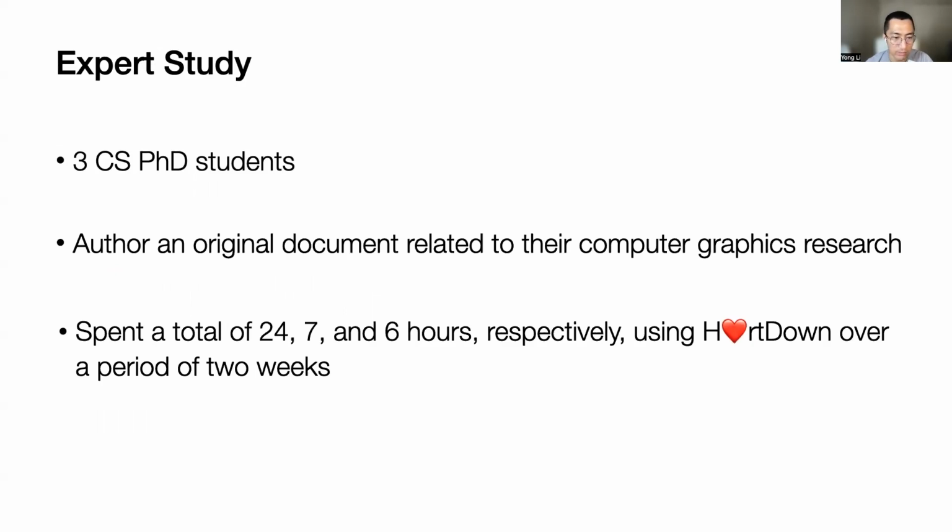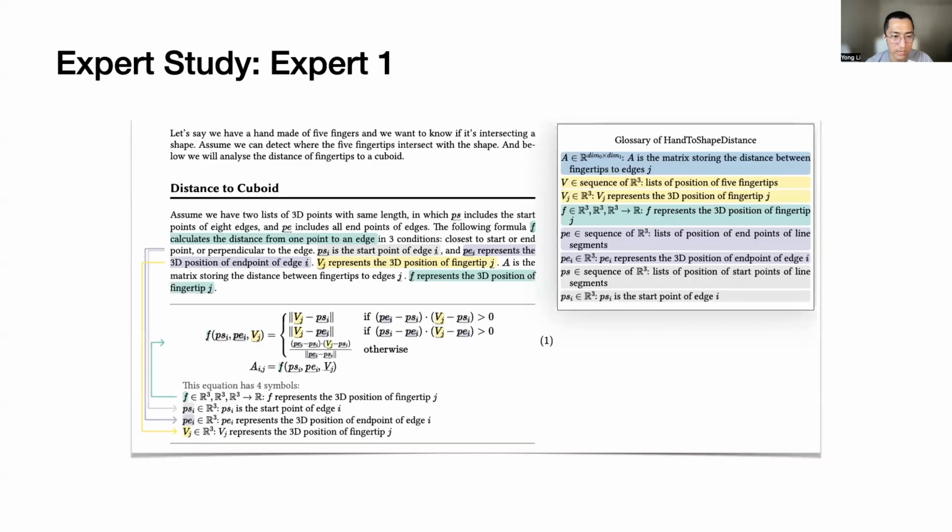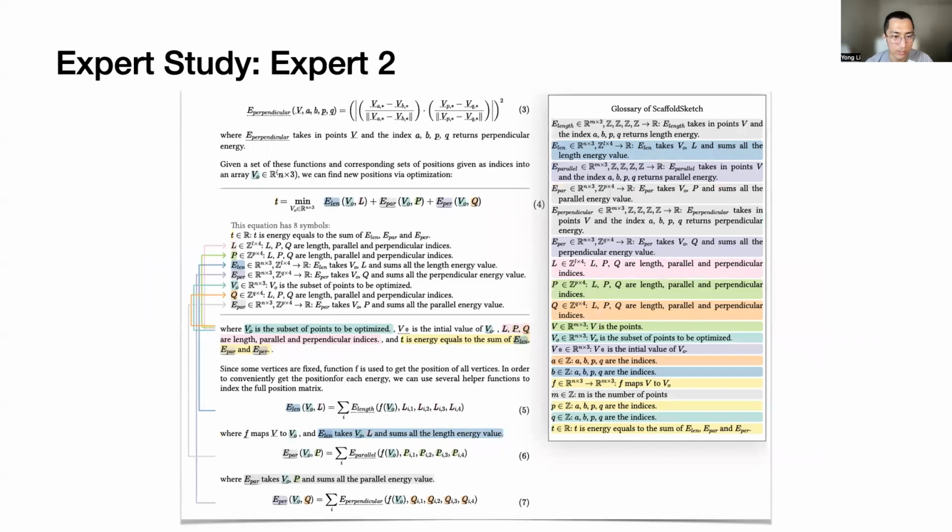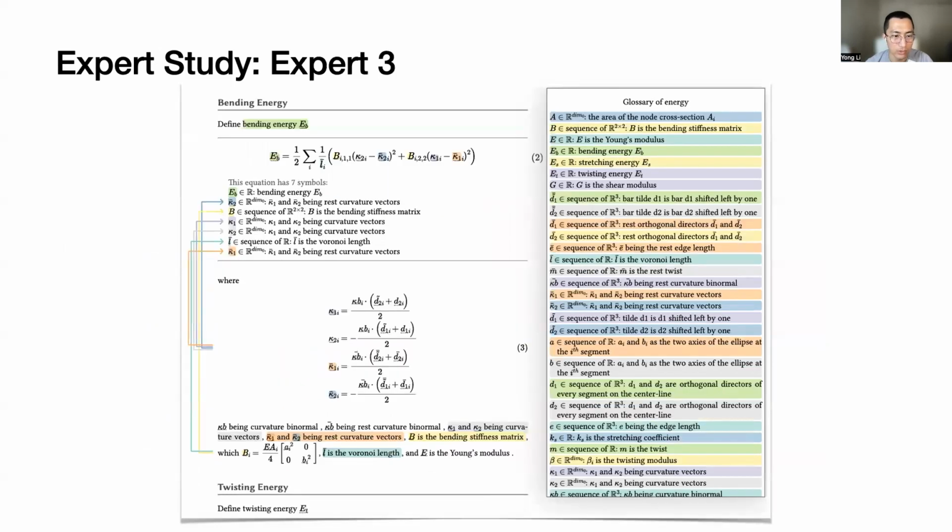For the tasks in our expert study, the first expert wrote a function with conditionals to calculate the distance from hand to shape in 3D. The second expert solved an optimization problem for 3D snapping. The third expert wrote a tutorial for discrete elastic rods. This tutorial is now more readable due to math augmentations and can be used in addition to read, since it self-generates the code in any programming languages rtDown supports.